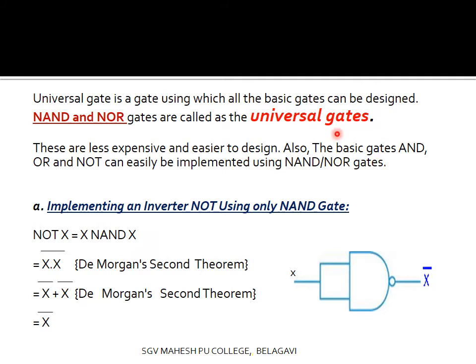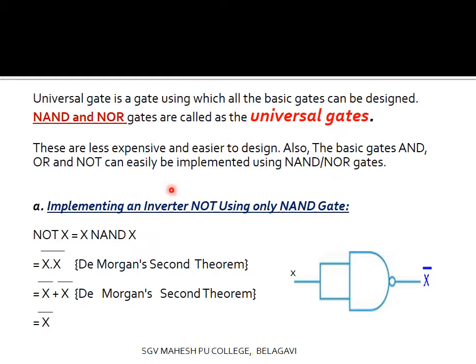Now why are these universal gates used to design circuits? It's because when we compare the basic gates and derived gates with universal gates, these are quite less expensive and very easy to design. One more advantage of using universal gates is that we can design basic gates using NAND and NOR gates. That becomes very efficient to design circuits. That's why we go for universal gates.